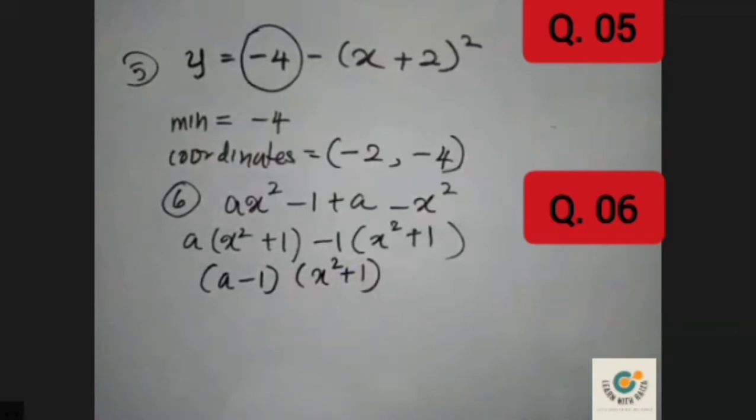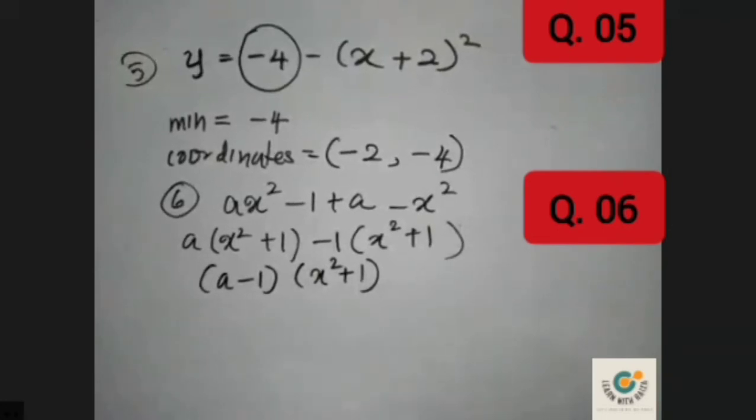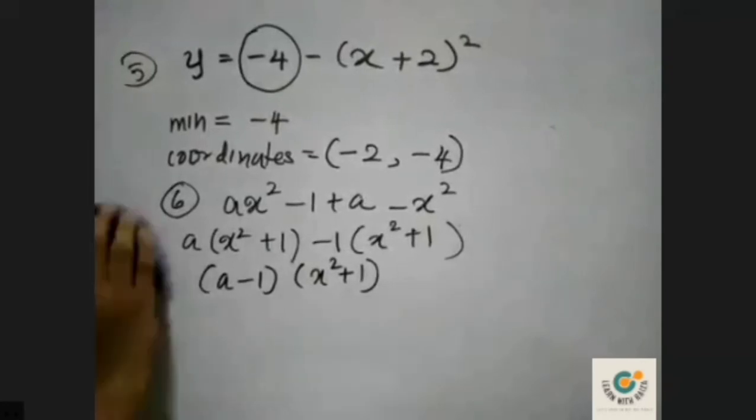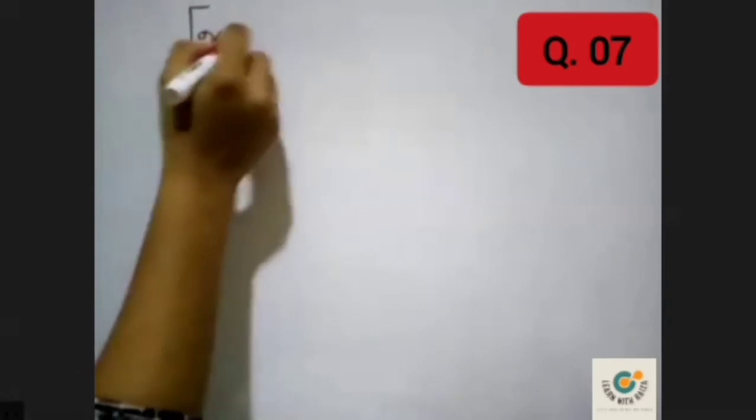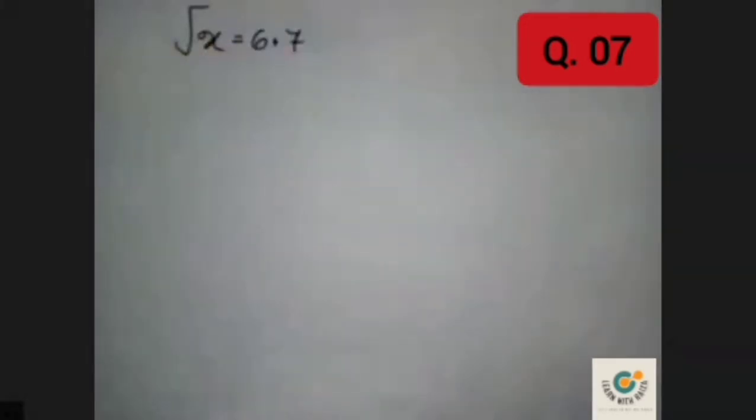Well, right now the seventh question. Seventh question is from the square approximation and all. So a little bit of working we have to do there. So let me just clear the board. Seventh question, I want you to find the closest square number for this one. Now root x is equal to 6.7. So what is the closest square number you can have for x?